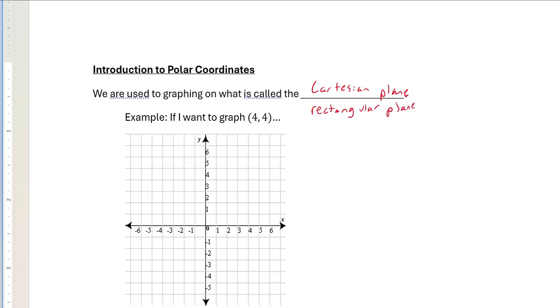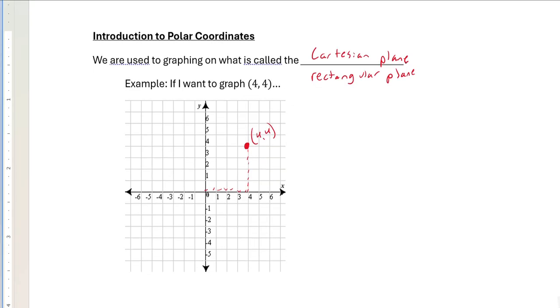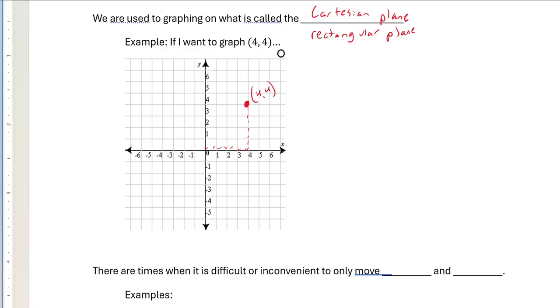And this is the idea. If I wanted to graph 4, 4, I'd go right 4 units, up 4 units. So I'm moving to the right 4 and then up 4. And here's our point 4, 4. This is great and works well a lot of the time, but it's really inconvenient at times, or it's difficult at times if we're only going to be moving left or right or up and down.